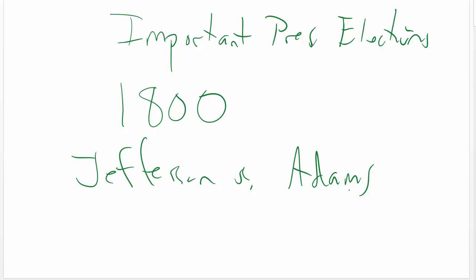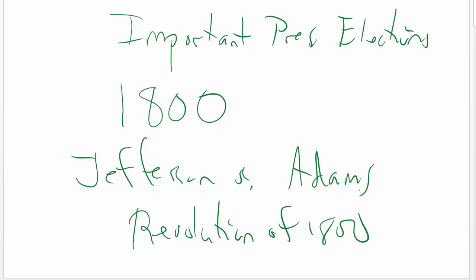Now they're running against each other. That's because, remember, Jack, early on, whoever won became president, but who became the vice president? Whoever came in second place. So you could have different political parties. So in this election, Jefferson wins. He becomes president number three. It's referred to as the Revolution of 1800 because there was a transfer of power. They went from Federalists to Democratic Republicans, but there wasn't too much turmoil.